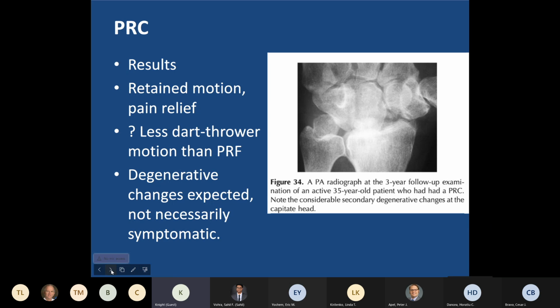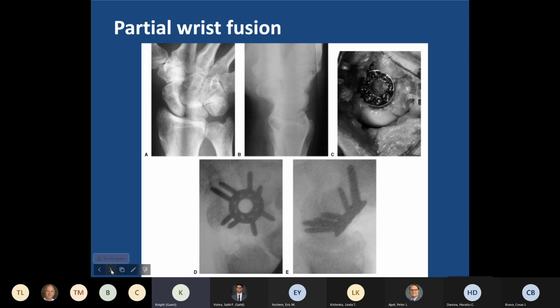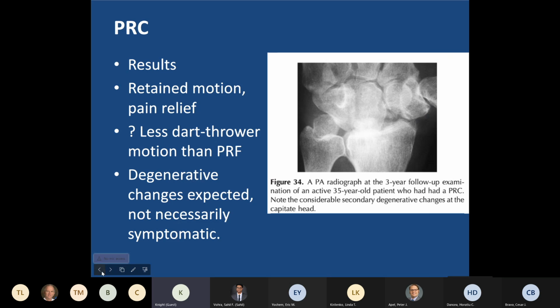So PRCs are a good operation. You retain motion and they have excellent pain relief. There's some question about whether radial ulnar deviation is better with a partial wrist fusion, but overall they've kind of been shown to do about the same. You will get degenerative changes over time with a PRC, and that's been documented. But it's not necessarily set in stone whether it's going to be symptomatic or not.